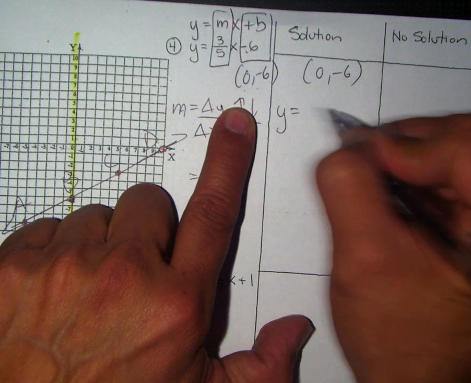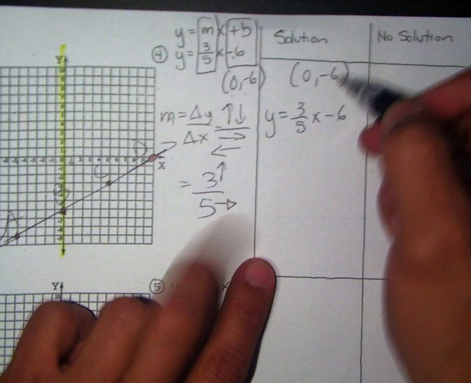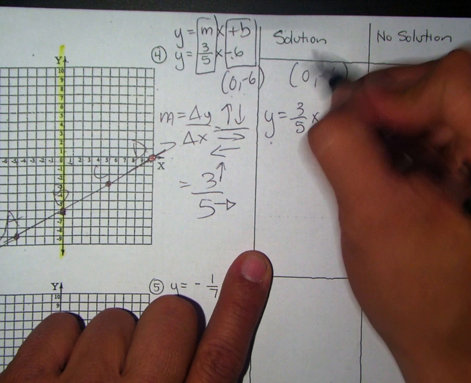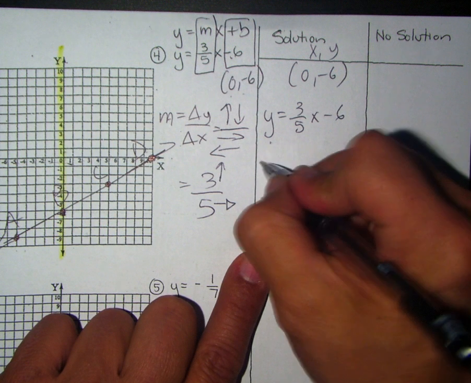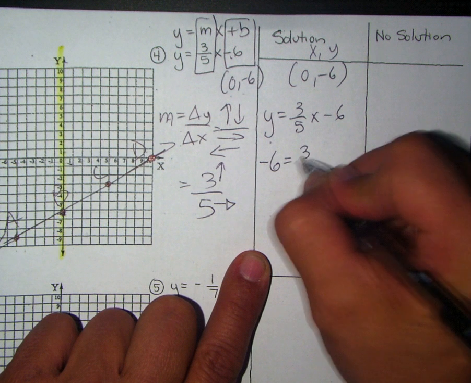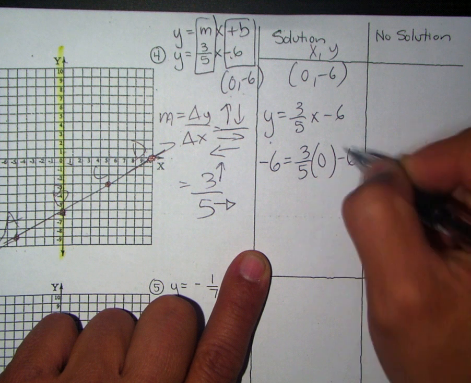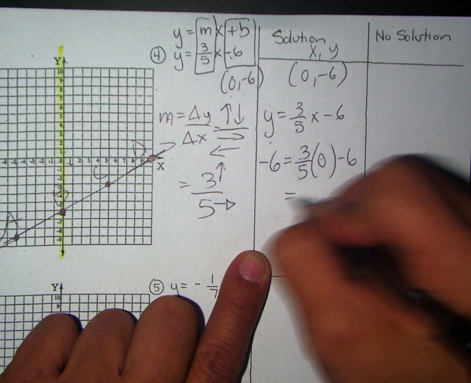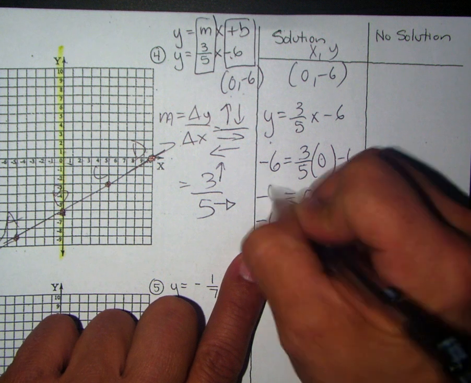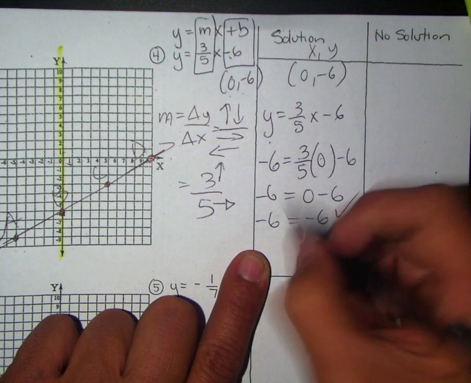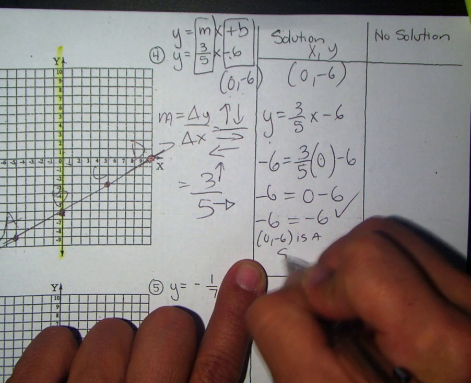Plug it in. Oh, fractions. I'm scared, Mr. Randa. All right, let's try this one. What's your y? Negative 6 is equal to 3/5 times x. What's your x? 0, minus 6. What's 0 times a fraction? 0. Take away 6, negative 6. So does that balance? Yep, that balances. So 0 comma negative 6 is a solution.